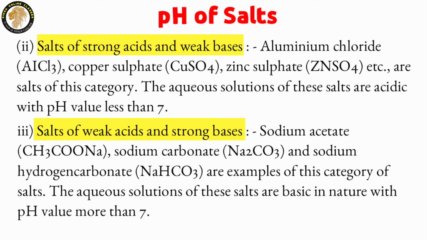Next are salts of strong acids and weak bases, like ammonium chloride, copper sulfate, zinc sulfate, etc. The aqueous solutions of these salts are acidic with pH value less than 7. Now, salts of weak acids and strong bases. For example, sodium acetate, sodium carbonate and sodium hydrogen carbonate are examples of this category of salts. The aqueous solutions of these salts are basic in nature, so the pH value will be more than 7.